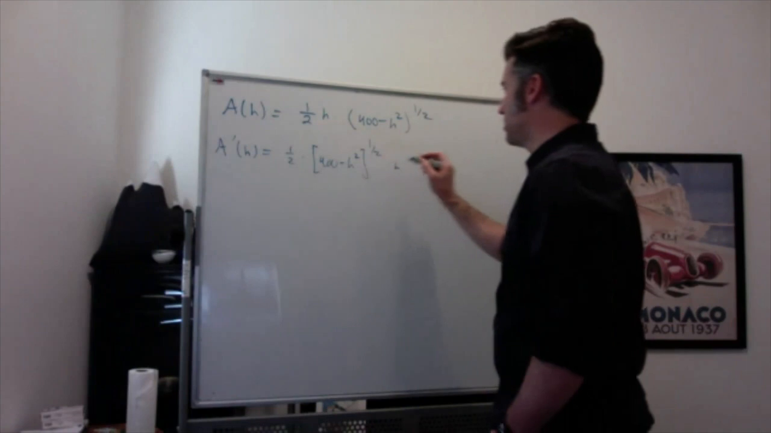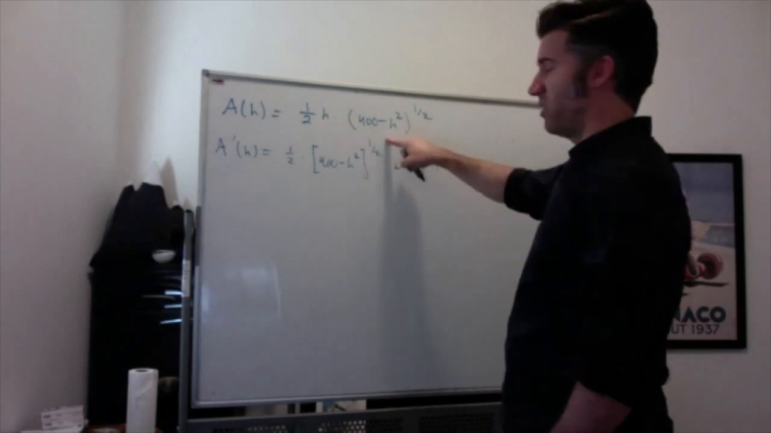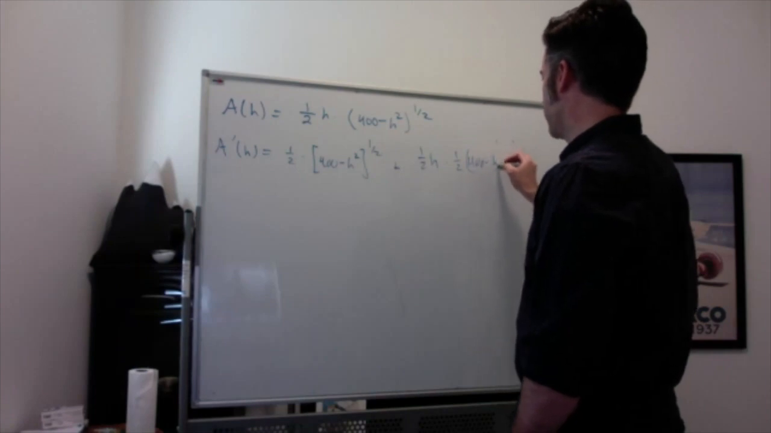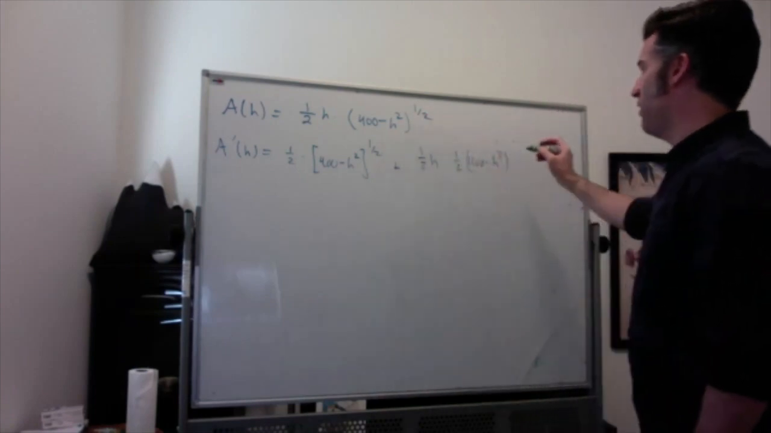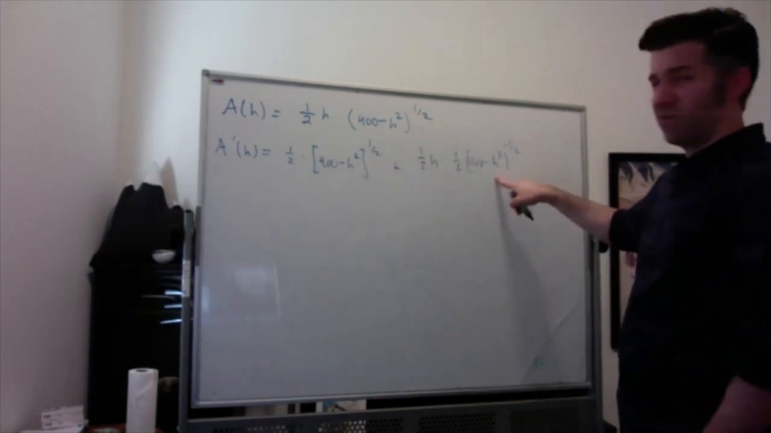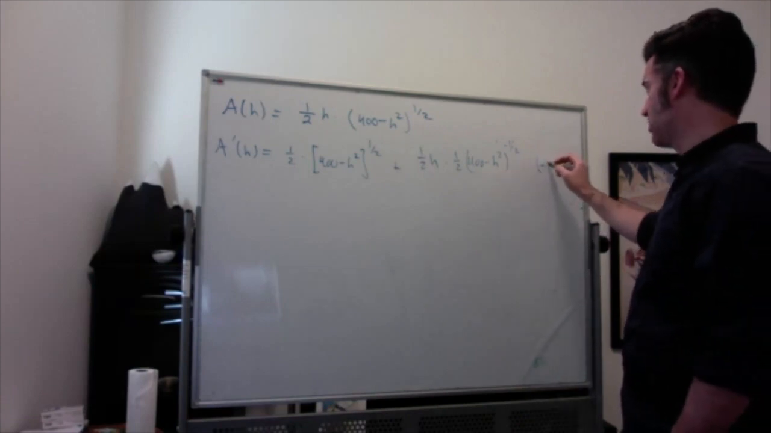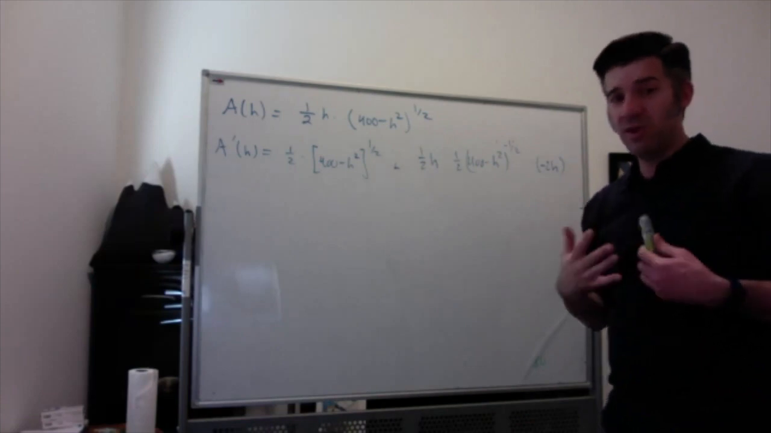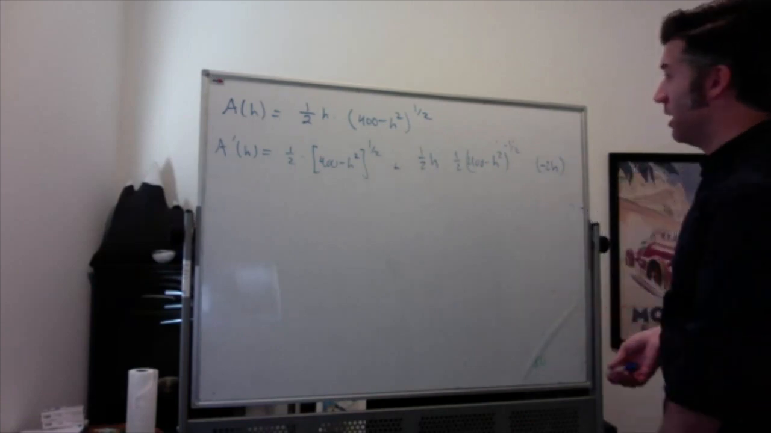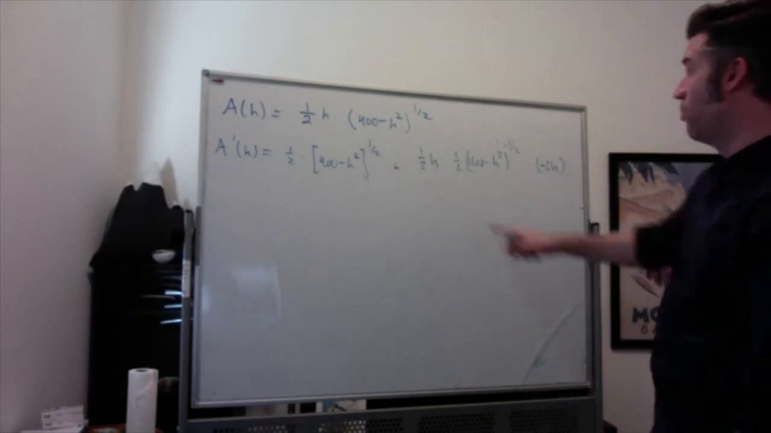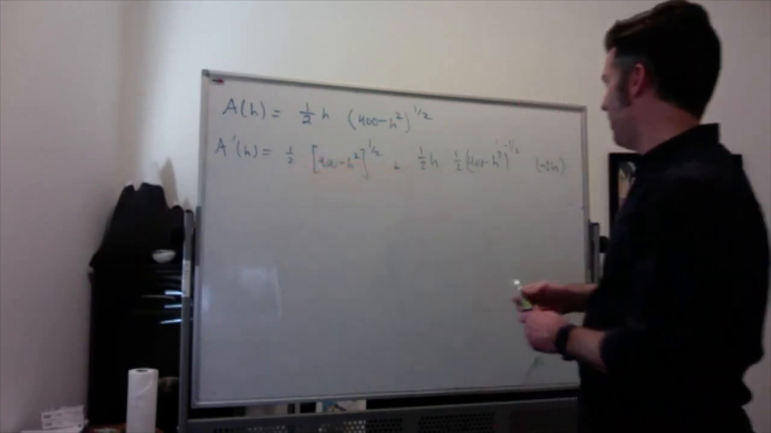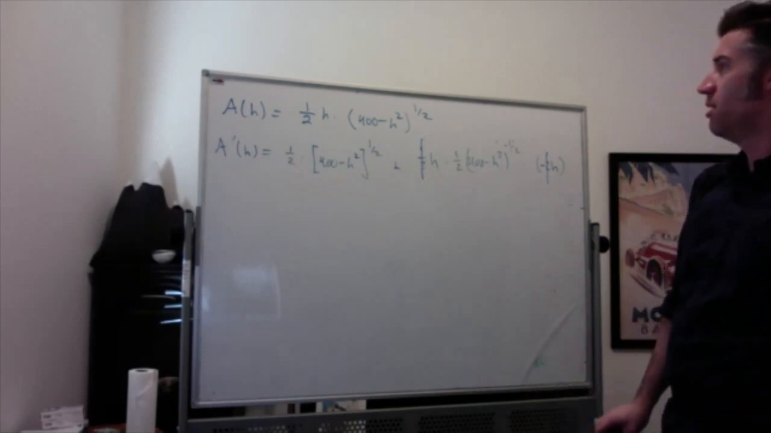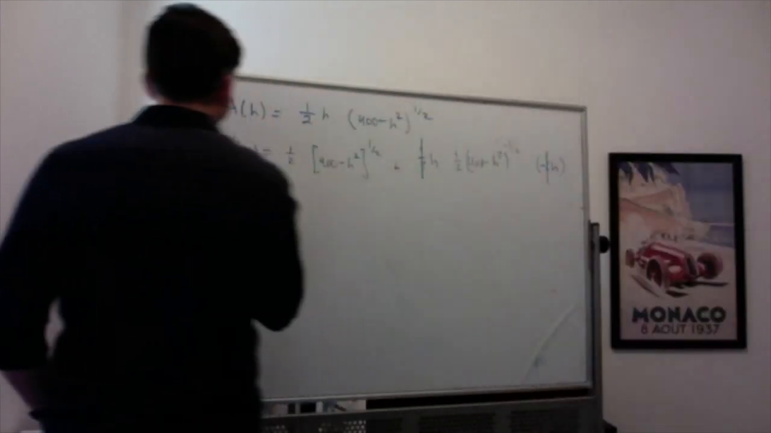Plus this 1/2 h times the derivative of this, which is going to be 1/2 times my stuff to the negative 1/2 power times the derivative of my stuff, which is negative 2h. This is looking gnarly. So this is where we do have to be able to factor. I can definitely factor out a 1/2 from each of them. In fact, I can cancel a 1/2 here and a 2 here. But I can for sure factor out a 1/2.